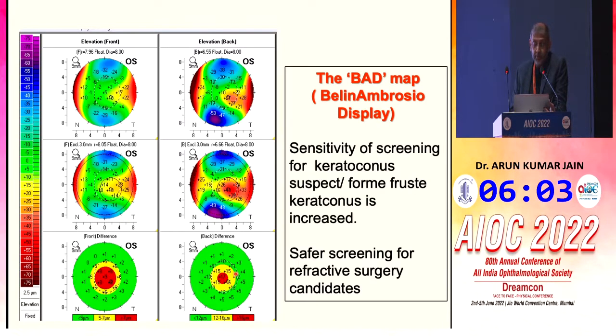So this is called the Belin-Ambrosio display map, and this is a very sensitive screening tool for keratoconus suspect or forme fruste keratoconus, and also for patients who come for refractive surgery.